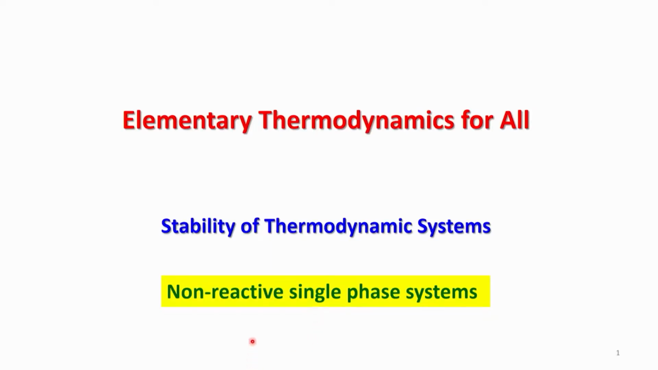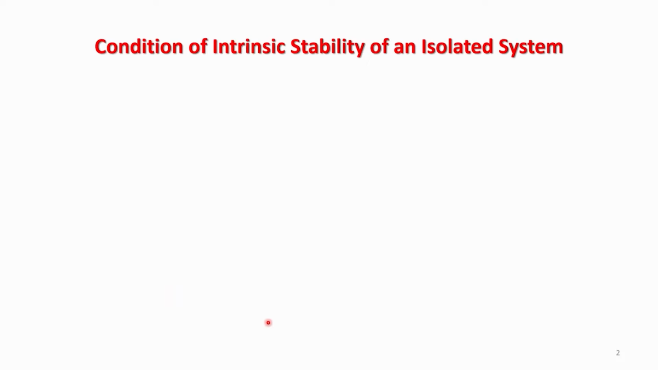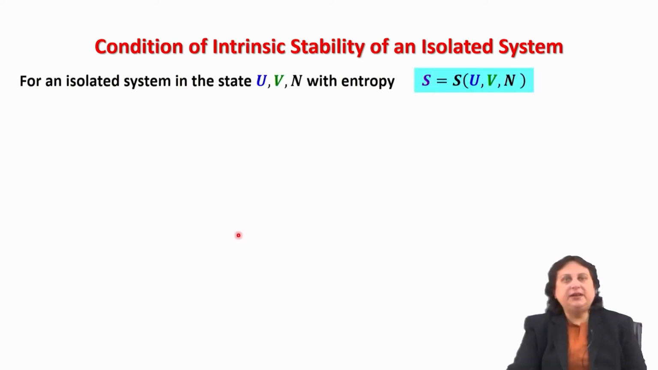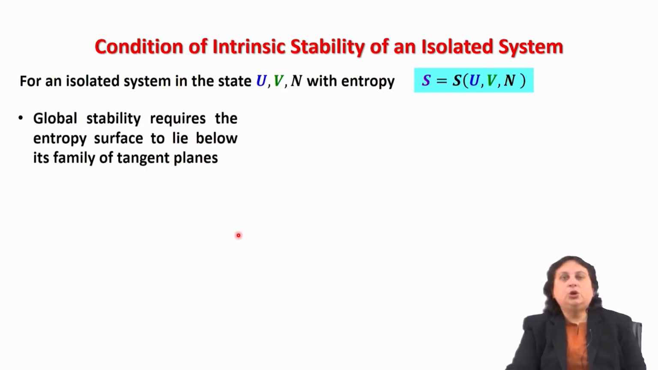Hello students, welcome back, and let us continue our discussion on the stability of a thermodynamic system which is comprised of a non-reactive single phase. So, what we have seen is for an isolated system, the intrinsic stability can be described in terms of its entropy. So, the global stability requires the entropy surface to lie below its family of tangent planes.